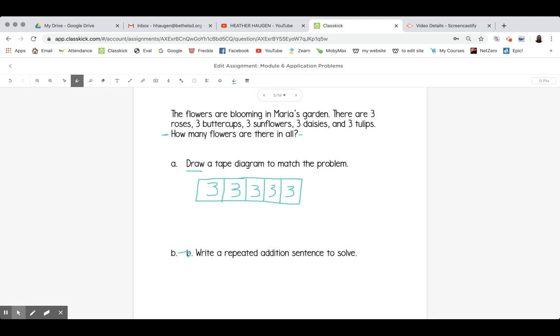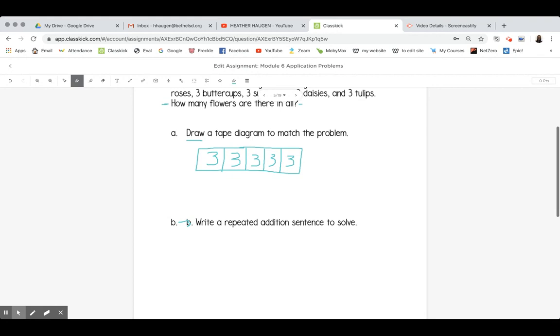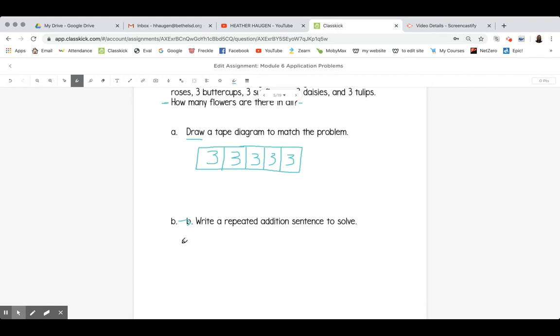So I'm going to double check to see that I have this correct. I've got 3's repeating, so that's good. And when I look at the story, I have 1, 2, 3, 4, 5. So the number that repeated was the 3. So when I look down here at B, it says, write a repeated addition sentence to solve.